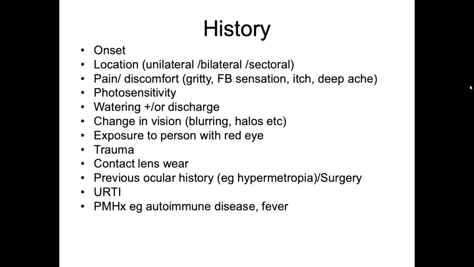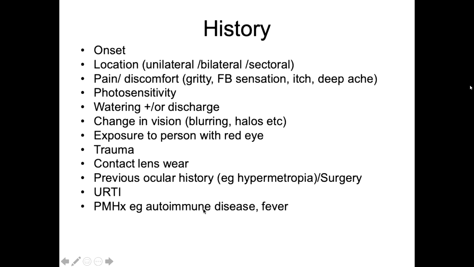Then previous ocular history, whether surgery was done, whether there was hypermetropia. Why hypermetropia? What condition? In elderly females? Angle closure glaucoma. Yes, that's right. Angle closure glaucoma. Okay. Have you all, some of you have done the eye appointment, is it? Yes, madam. Okay, very good. Okay. Then upper respiratory tract infection. Sometimes red eye conjunctivitis can be part of a simple upper respiratory tract viral infection. Okay, so we have to get the history.